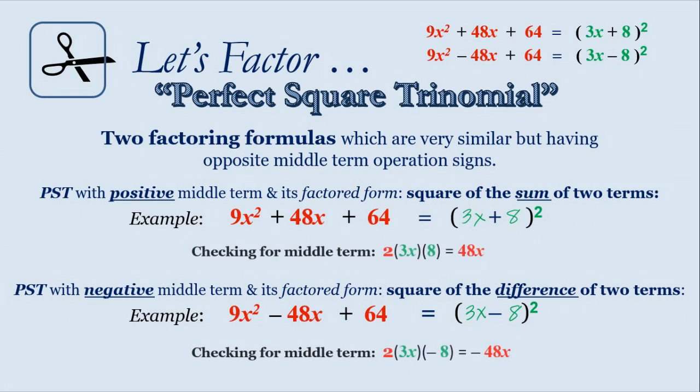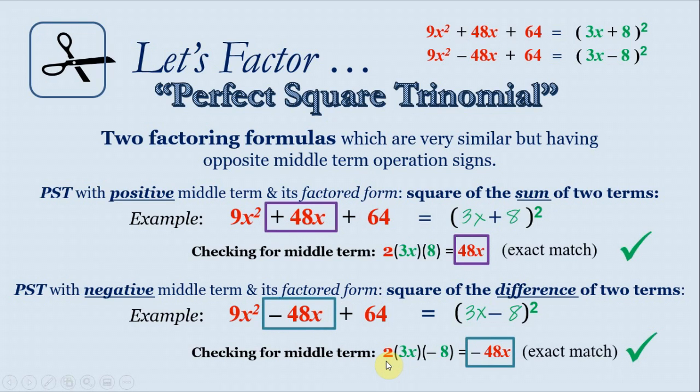To do that, we need to check the middle term carefully. First, multiply the square roots. Then, multiply the resulting product by 2. We should be able to get a value that exactly matches the middle term of the given polynomial expression.